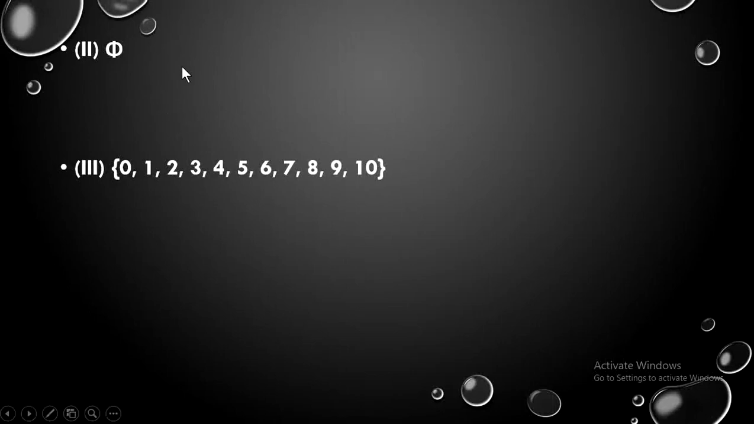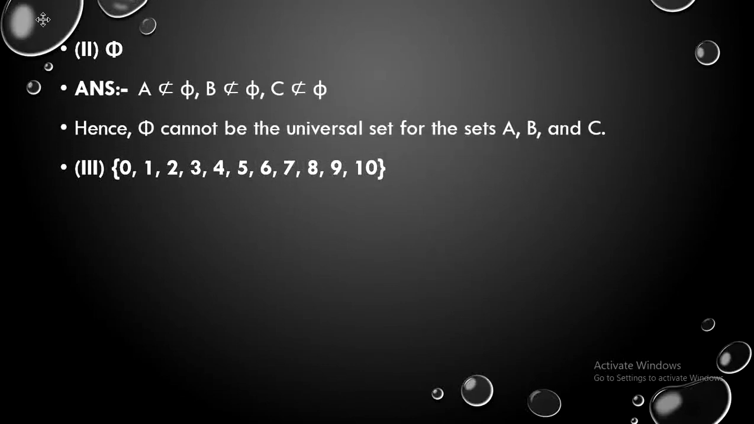Next one is phi. Since you know that phi is an empty set, it does not contain any element, so phi can never be a universal set for any set. A cannot be a subset of phi because phi is an empty set. B can also not be a subset, C can also not be a subset. So phi cannot be the universal set for these given sets.